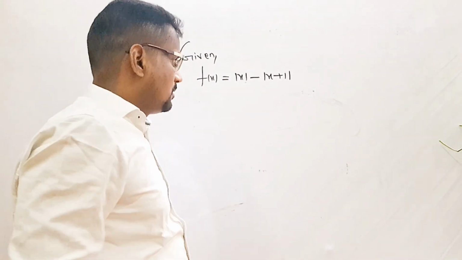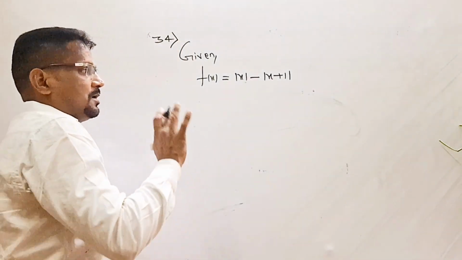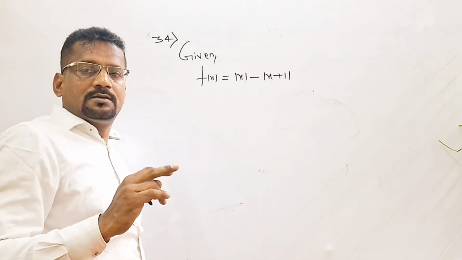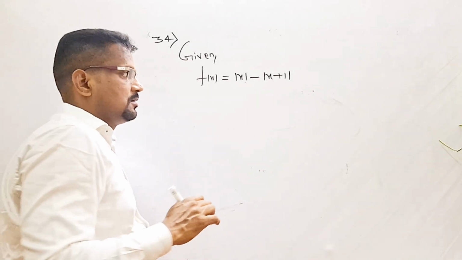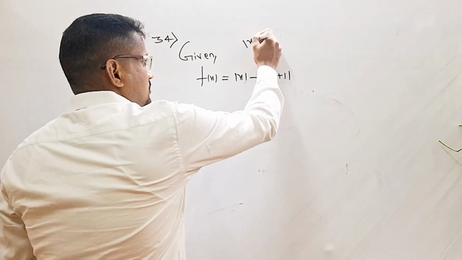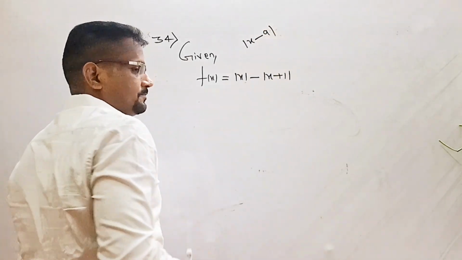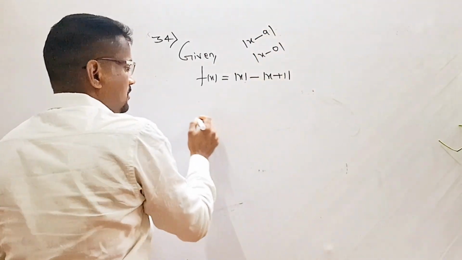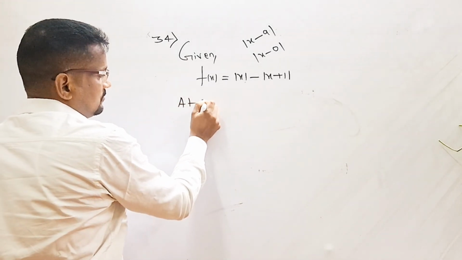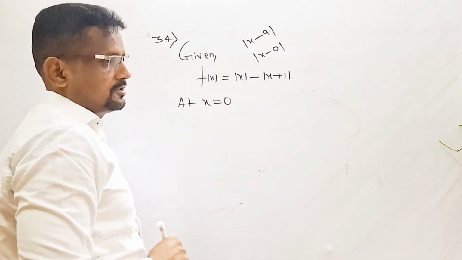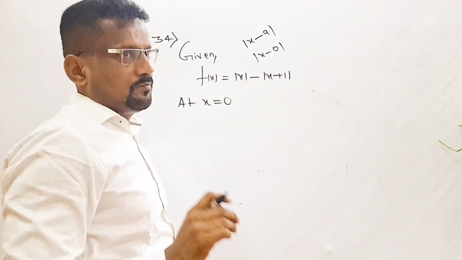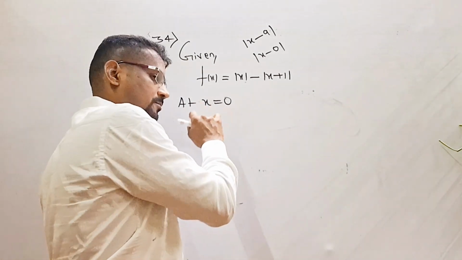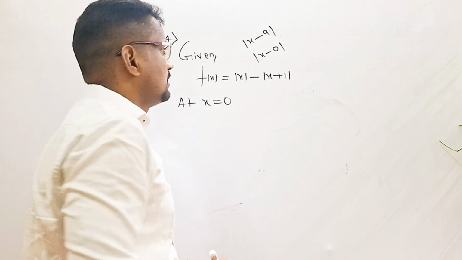First of all, you have to check the continuity at some points. How to select the points? You just consider modulus function as x minus a. Then modulus x I can think of as x minus 0. So at x equals 0, I will check the continuity. That means the possible point of discontinuity can be 0.